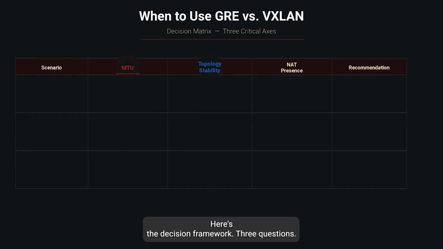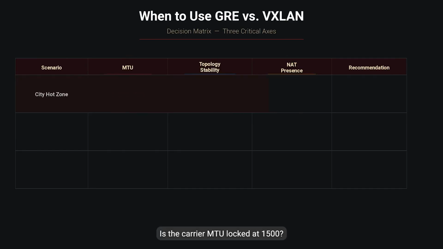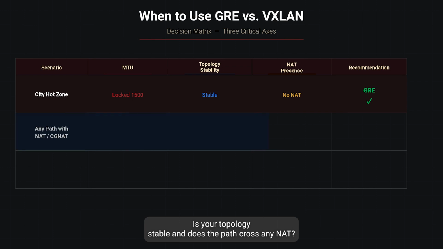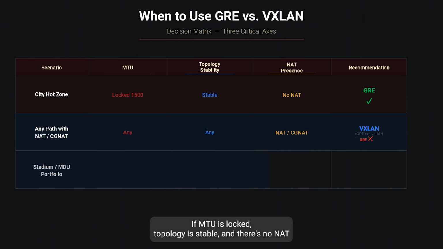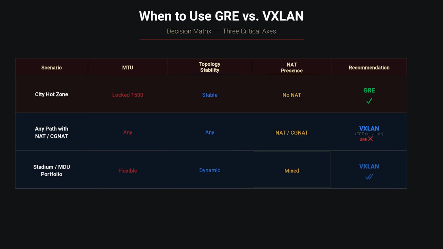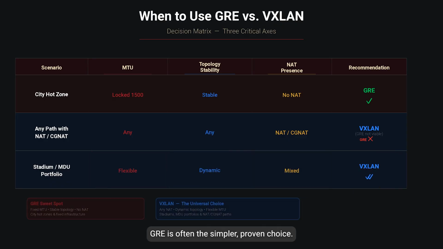Here's the decision framework, 3 questions. Is the carrier MTU locked at 1500? Is your topology stable? And does the path cross any NAT? If MTU is locked, topology is stable, and there's no NAT, GRE is often the simpler, proven choice.